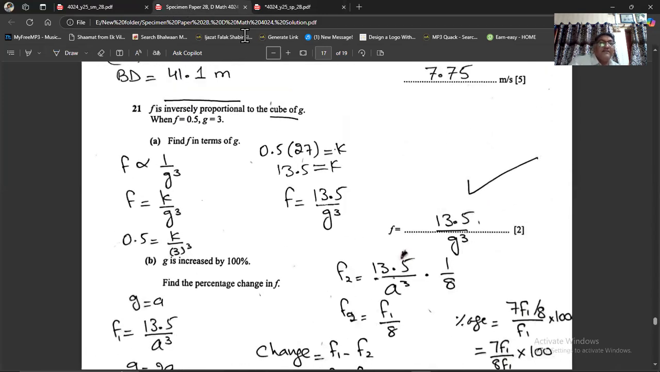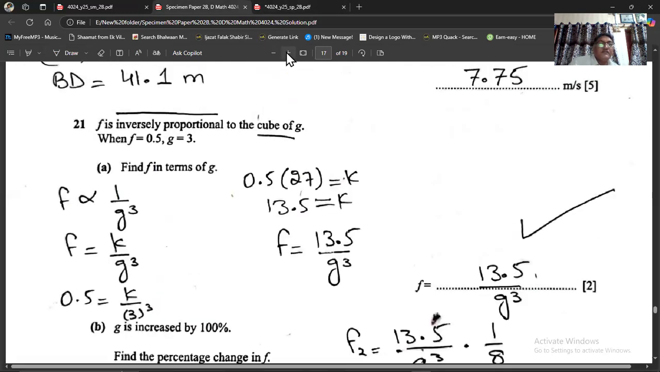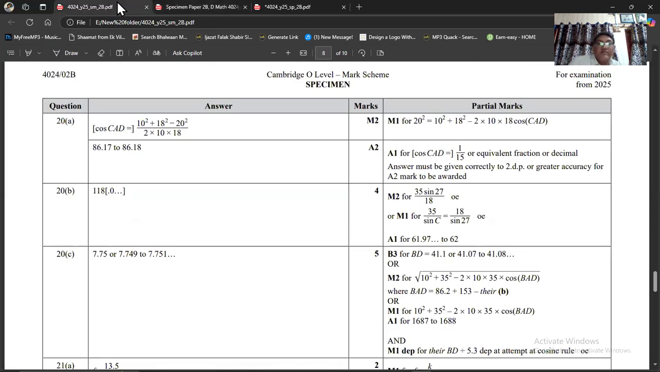So F is proportional to 1 by G cube, F is equal to K by G cube. They say F is 0.5 and G is equal to 3. Just put those values here: 0.5 is equal to K by 3 cube. So K will be equal to 0.5 into 27, that is 13.5. So the formula will become F is equal to K by G cube, where the K value is 13.5. So it will become 13.5 divided by G cube.